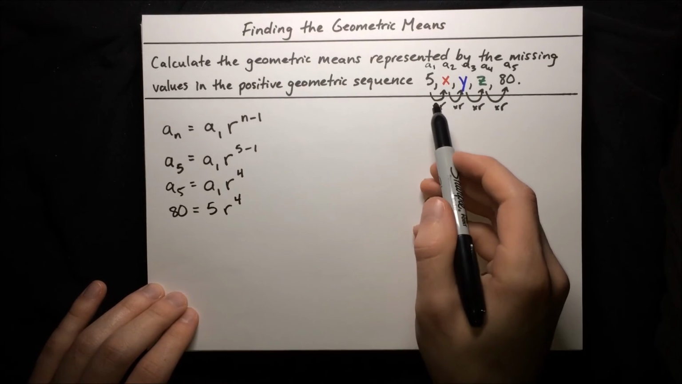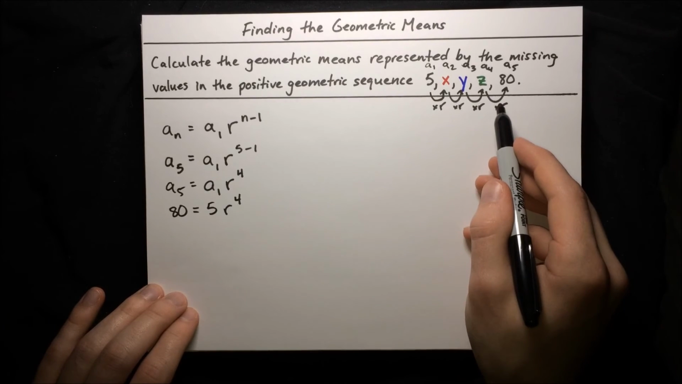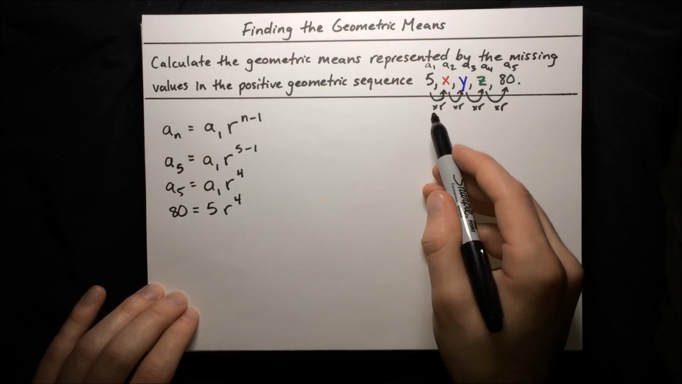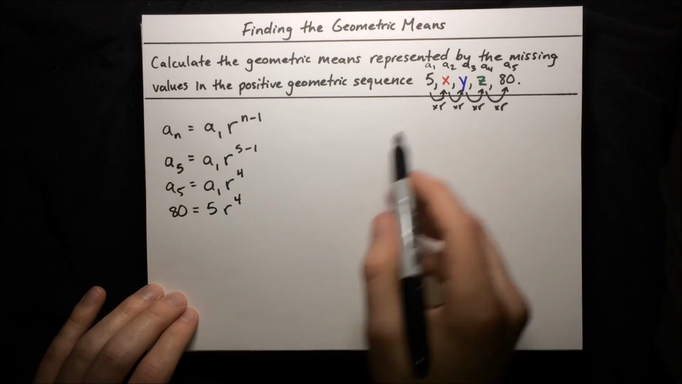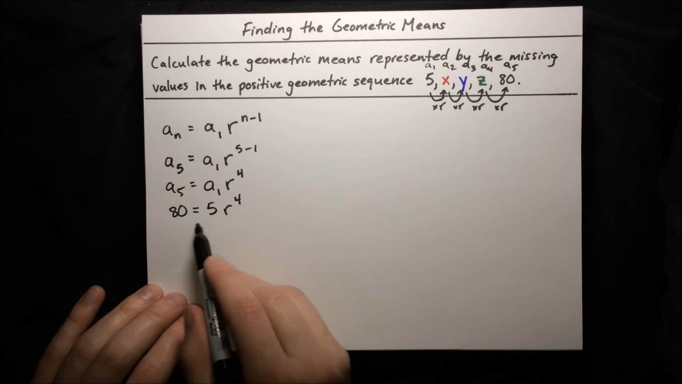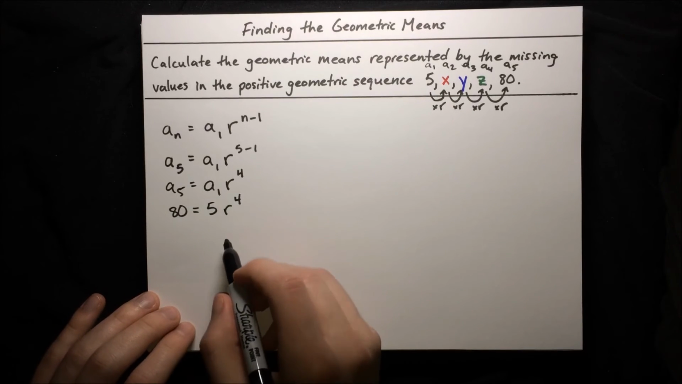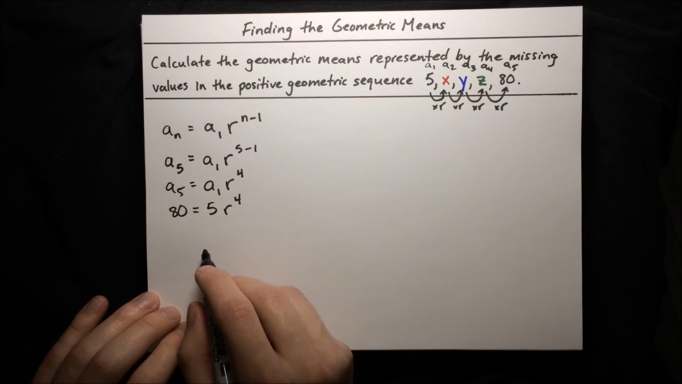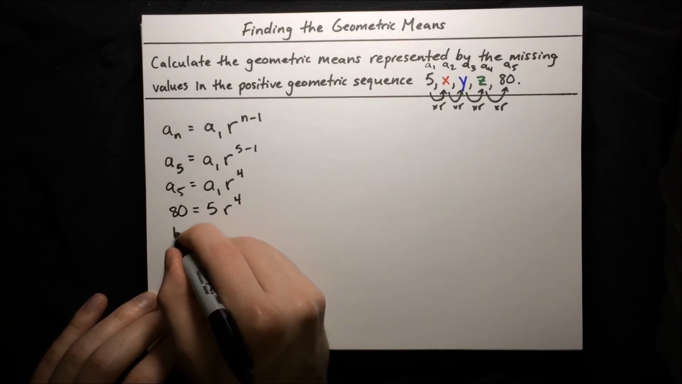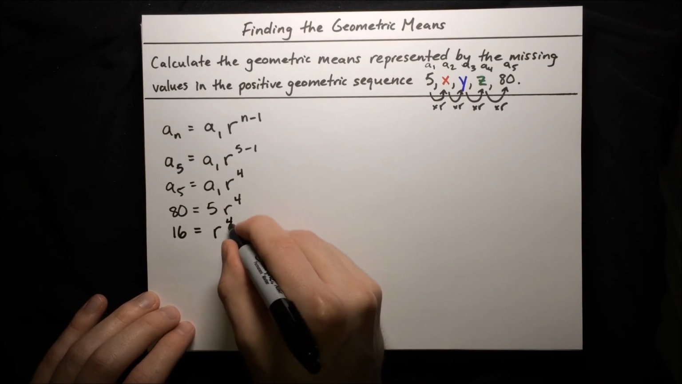And we can also see that looking at our times r times r times r times r. We're just multiplying times r 4 times, so that's r to the 4th, going from 5 to 80. That makes sense. That's what our equation says here. Okay, so this equation makes sense, so let's just solve it for r. We'll divide both sides by 5. 80 divided by 5 is just 16. So 16 equals r to the 4th.